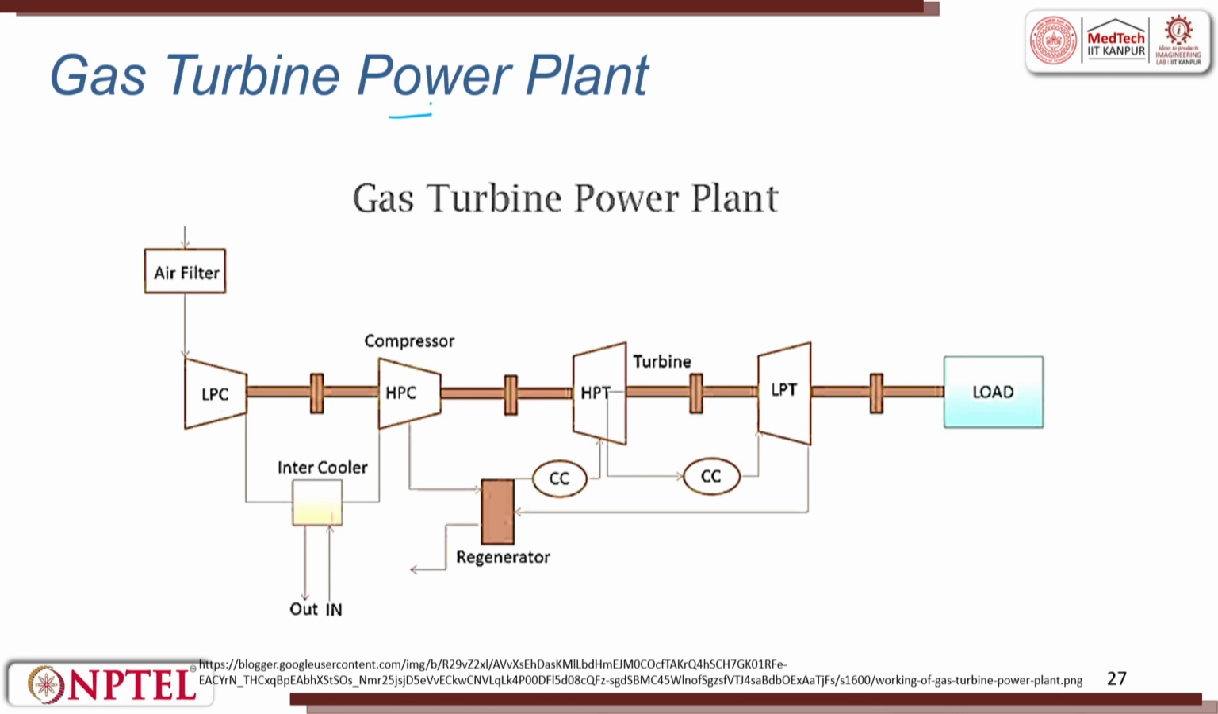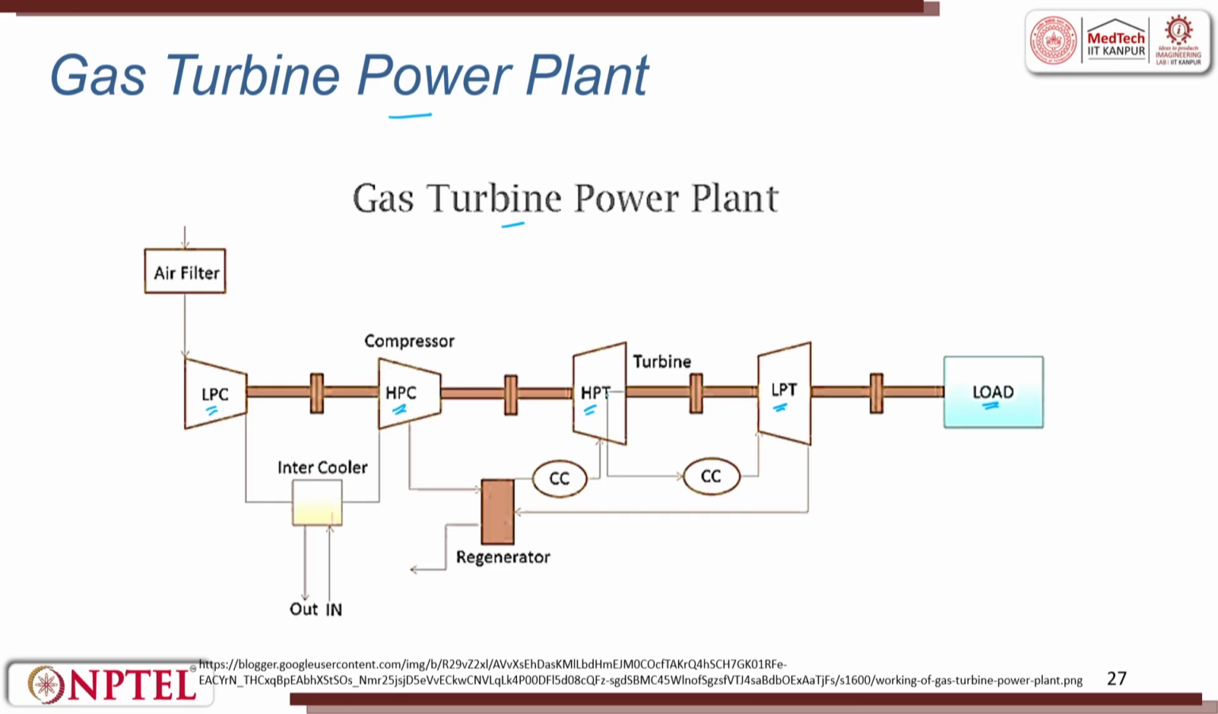The next one is the gas turbine power plant. In a gas turbine power plant, we try to use the gas. Here the air is filtered and passed through an LPC, low pressure compressor, then a high pressure compressor, then a high power turbine, then a low power turbine, then you have a load, right. The air filter sends air to the low pressure compressor, it is compressed to a higher pressure, and then that in turn is pushed into a turbine.